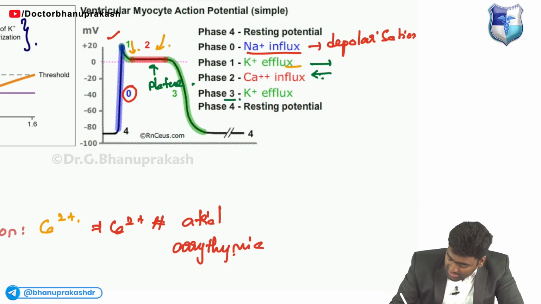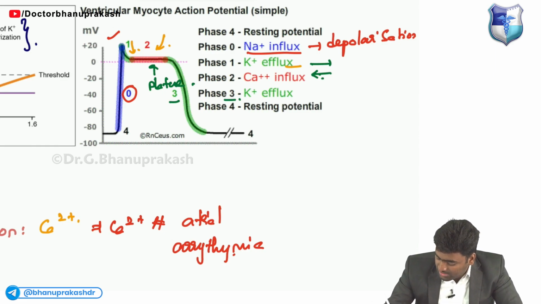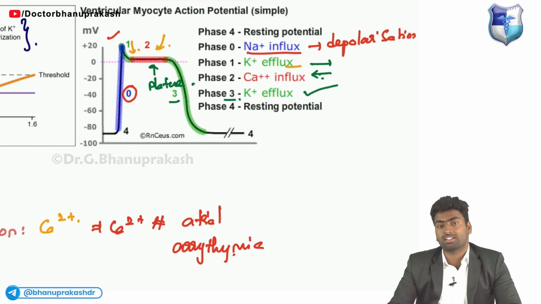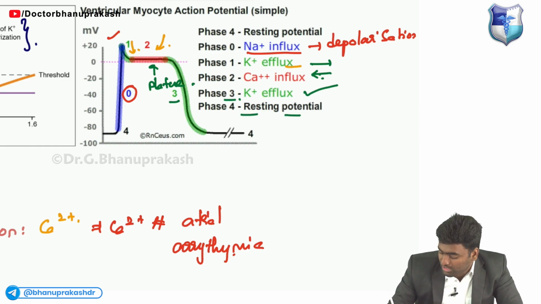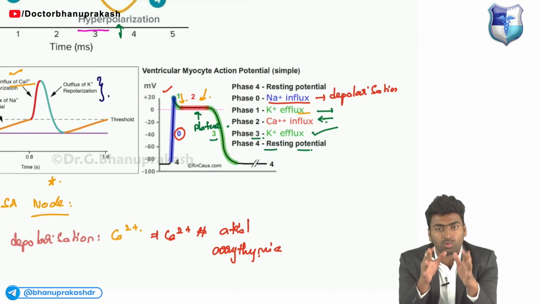If you see this phase 3, what is it? It is the repolarization. And we know this repolarization is because of the potassium effect. And after this repolarization, what follows? It is the resting potential. So remember one thing: depolarization anywhere is because of sodium, and in the SA node, what is it? It is calcium.